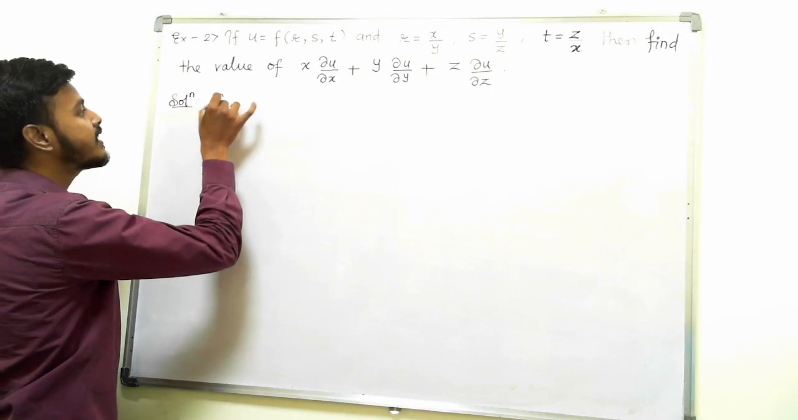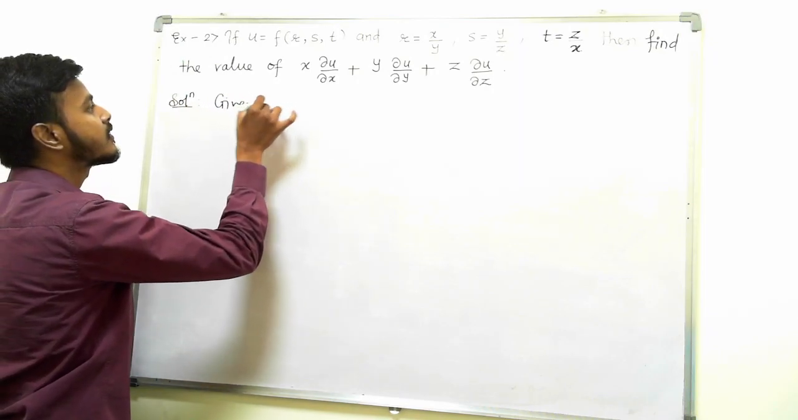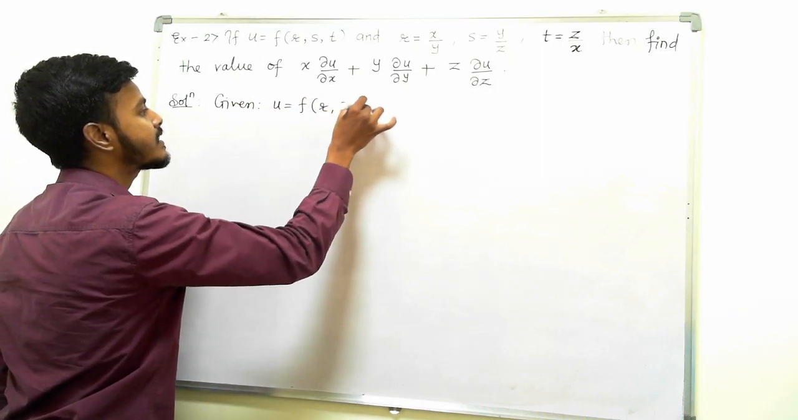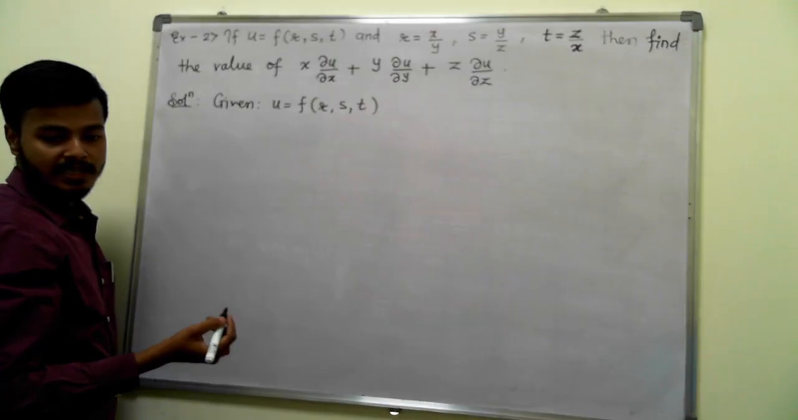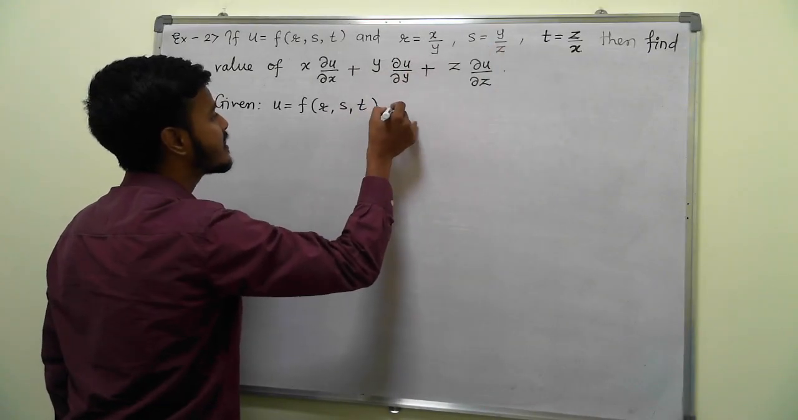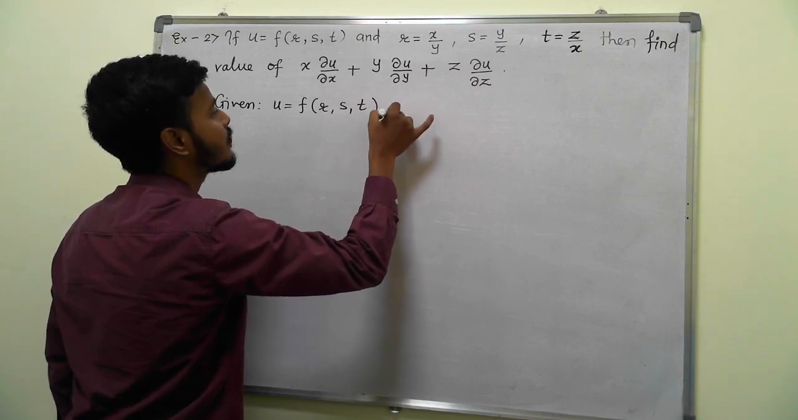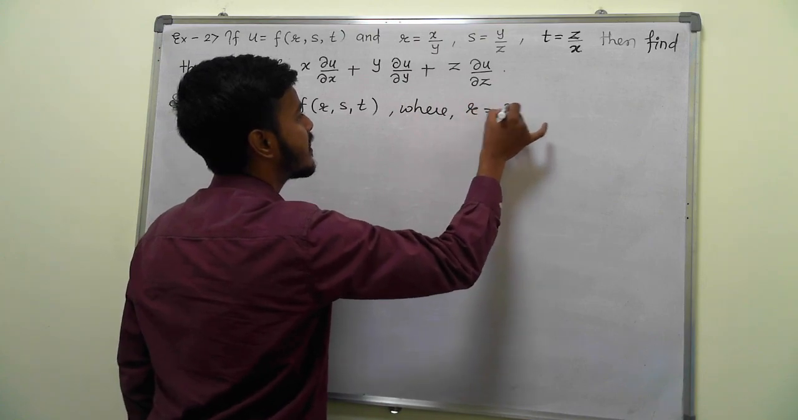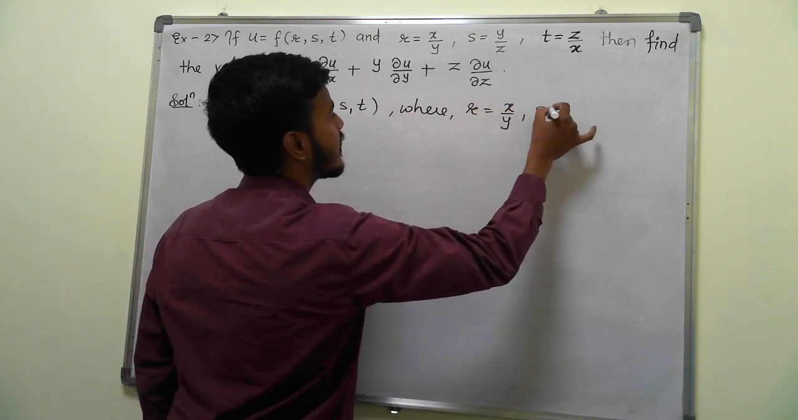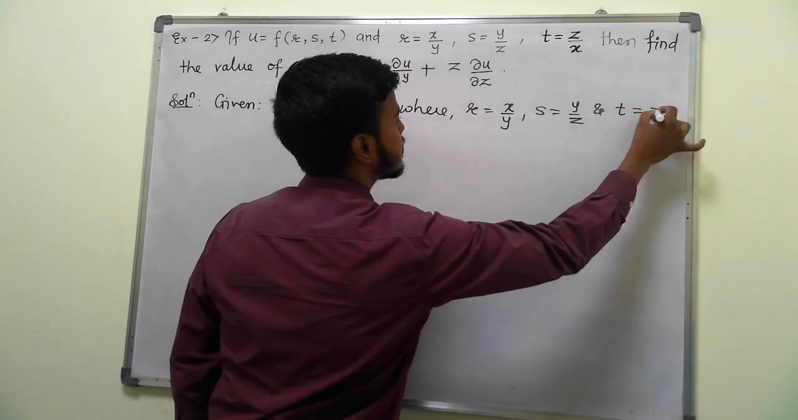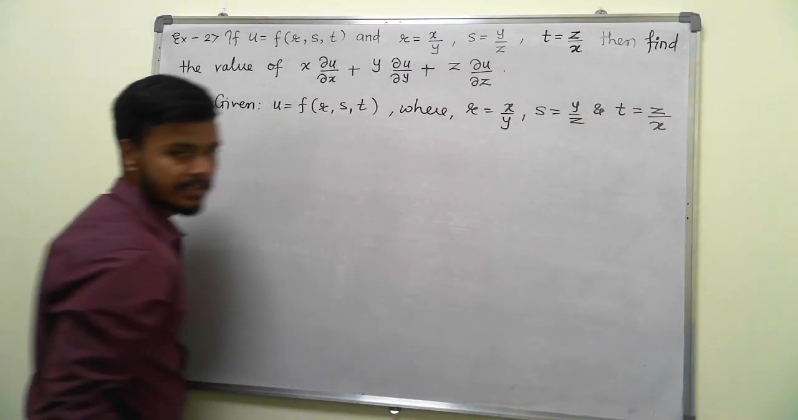So we are given that u is a function of r, s, t, where r, s, t are the functions of x, y, z. As you can see, it is explicitly written there, where r is x by y, s is y by z, and t is z by x.